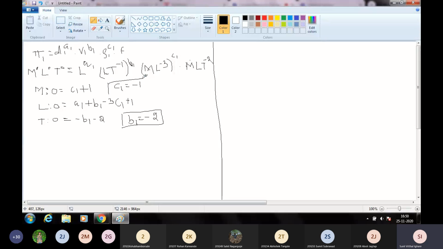This is C1. If you put B1 and C1 and calculate for A1 in this equation, you will find the value of A1 is equal to minus 2. This is the way you are able to calculate A, B, C. Put the value of A, B, C in pi 1. Put A1, B1 and C1 in pi 1.